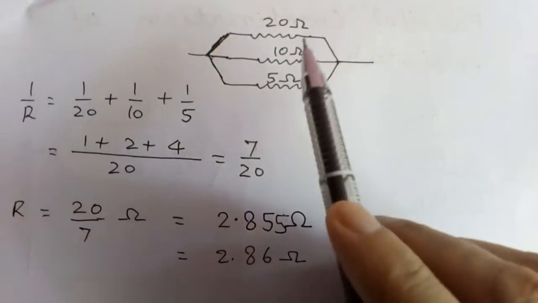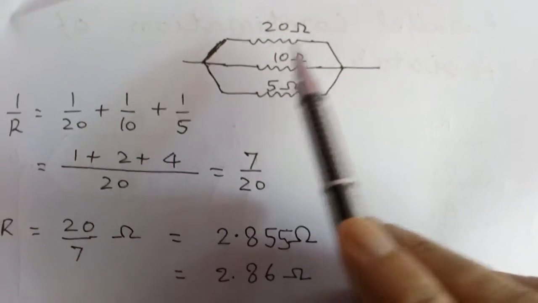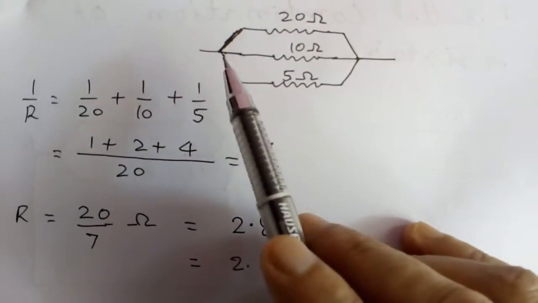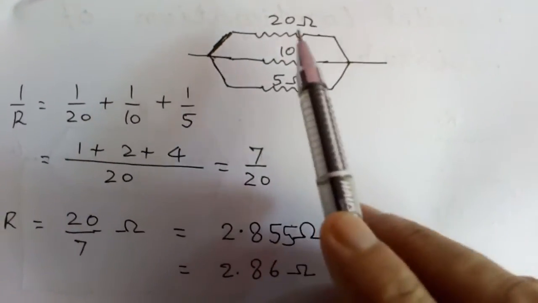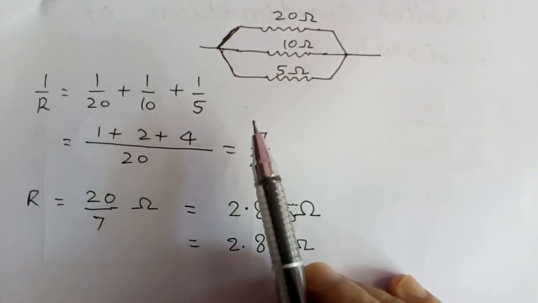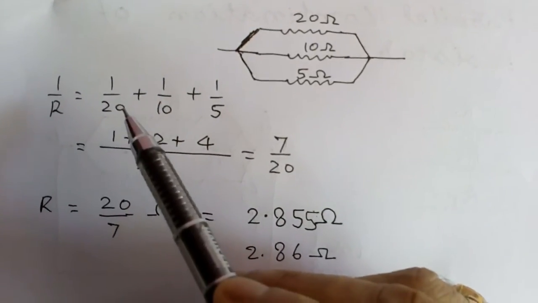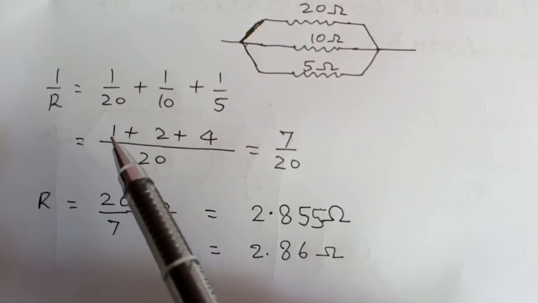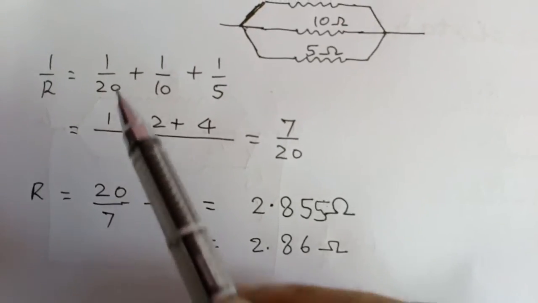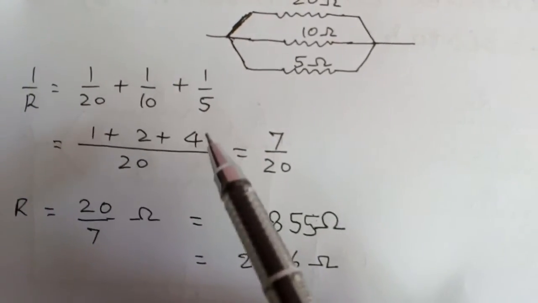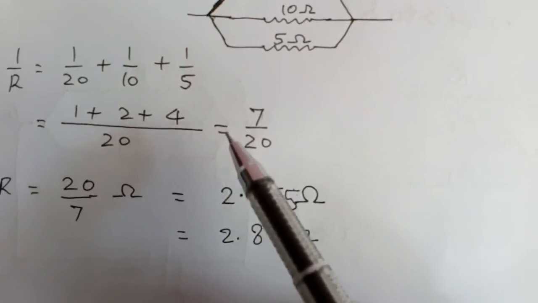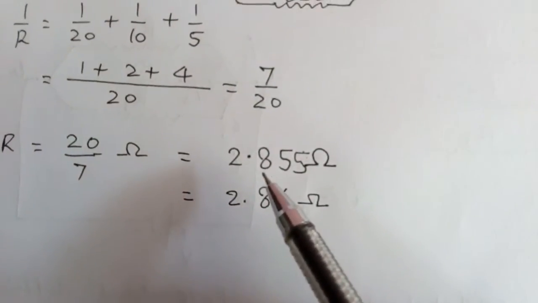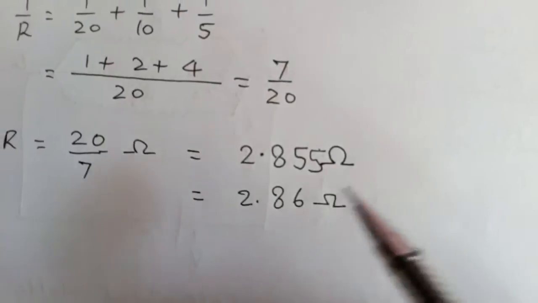Now here three resistances, one is of 20 ohm value, other is of 10 ohm value, and third one is of 5 ohm value. These are connected to form a parallel combination. For their equivalent resistance, 1 upon R is equal to 1 by 20 plus 1 by 10 plus 1 by 5. LCM of 20, 10 and 5 is 20. So in denominator we have 20 and in numerator 1 plus 2 plus 4. This is equal to 7 upon 20. So R is equal to 20 upon 7 ohm. This is equal to 2.855 ohm, which can be written as 2.86 ohm.